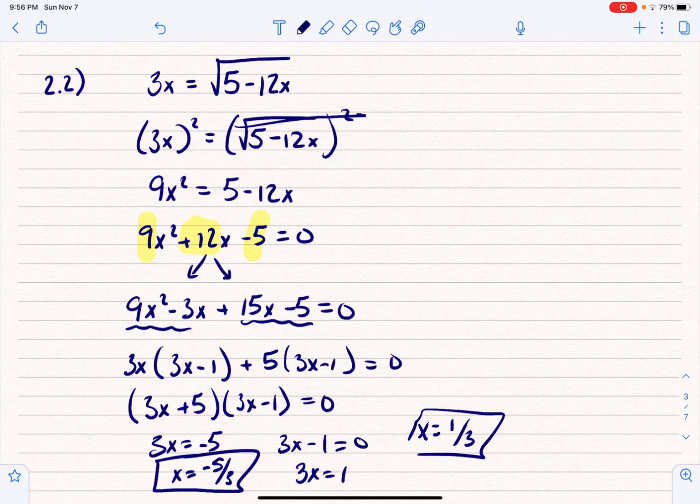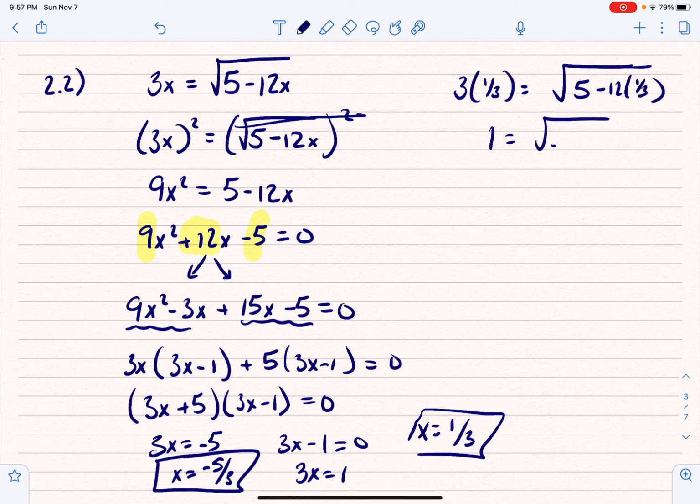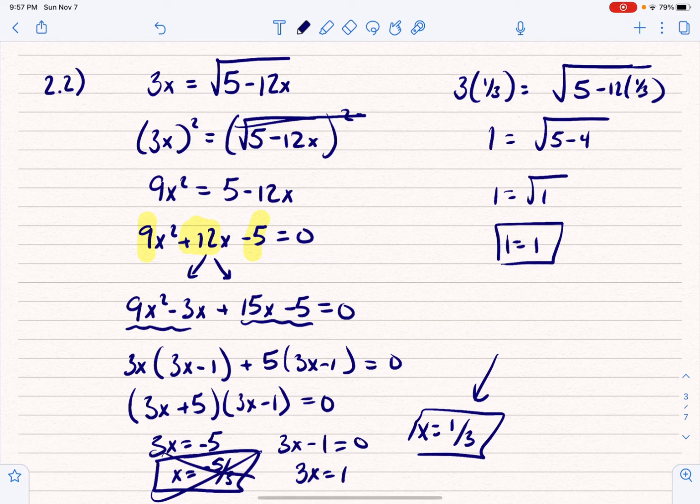So then I plug in the 1/3, and I get 3 times 1/3 is equal to 5 minus 12 times 1/3. 3 times 1/3 is 1. 5 minus 12 times 1/3 is 4. So you get 5 minus 4. 1 is equal to square root of 1, which is true. So we like this answer, and this other one is extraneous.